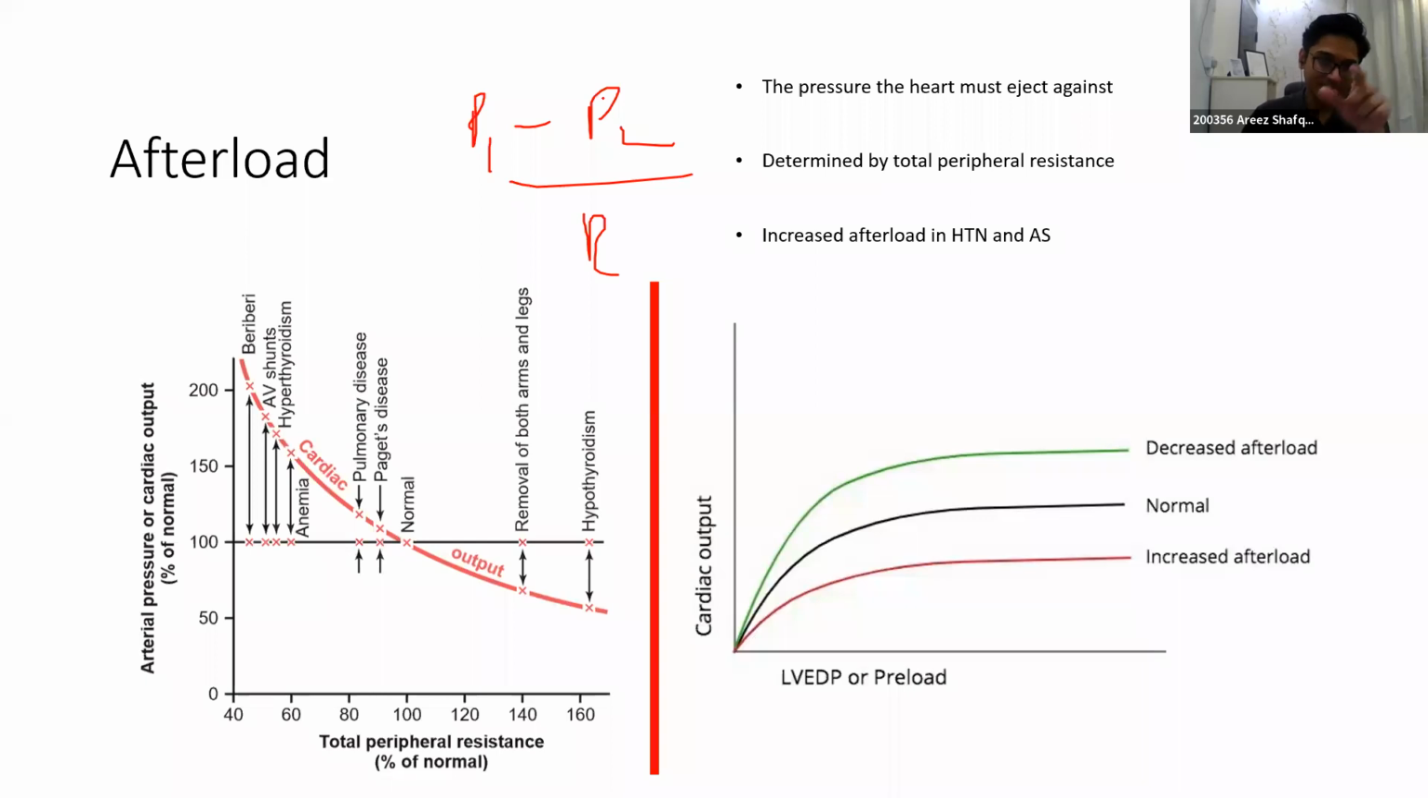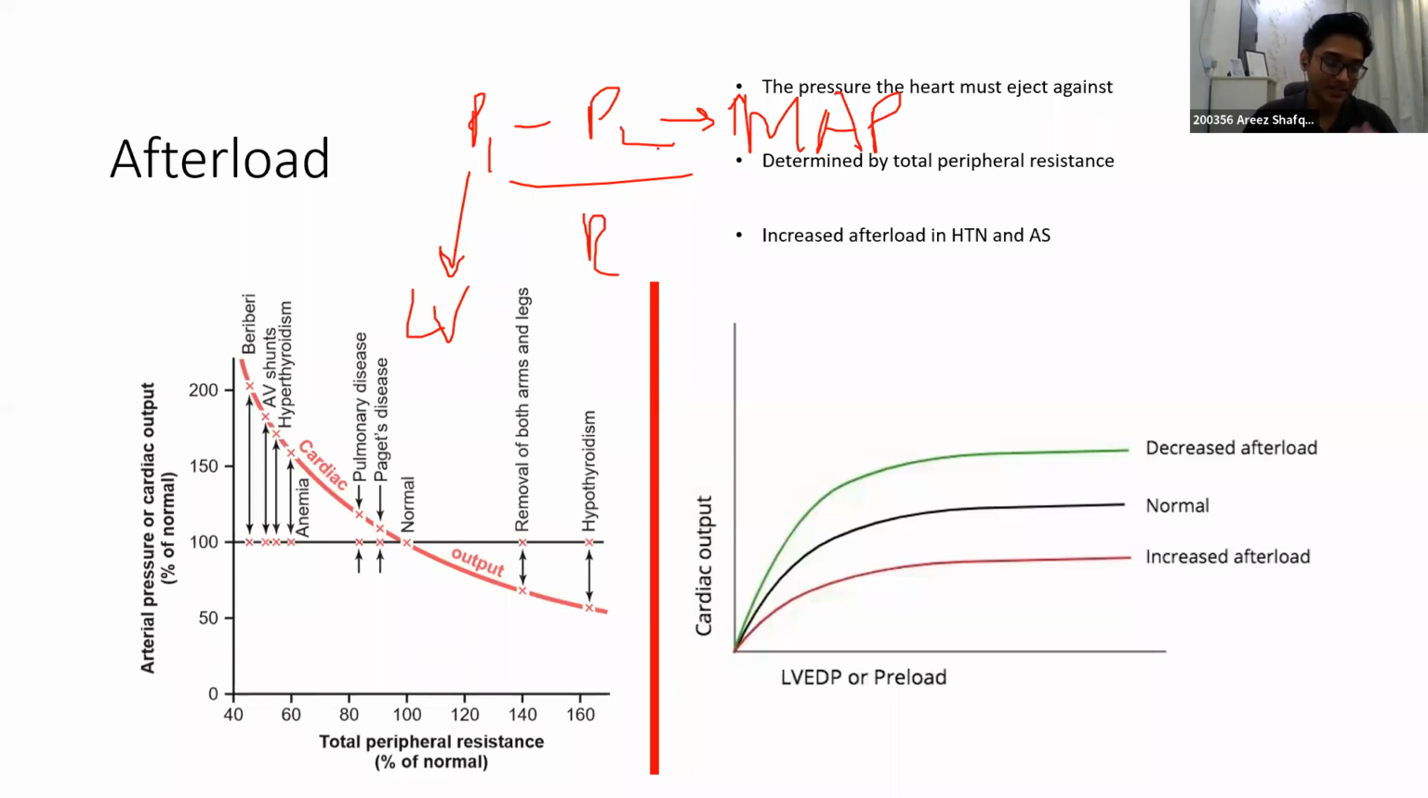Now contextualize this equation to the heart. P1 would be the pressure inside the left ventricle. P2 would be the mean arterial pressure. If mean arterial pressure increases, that means the pressure gradient decreases. If pressure gradient decreases, that means the cardiac output will decrease, because cardiac output in this setting would be flow.